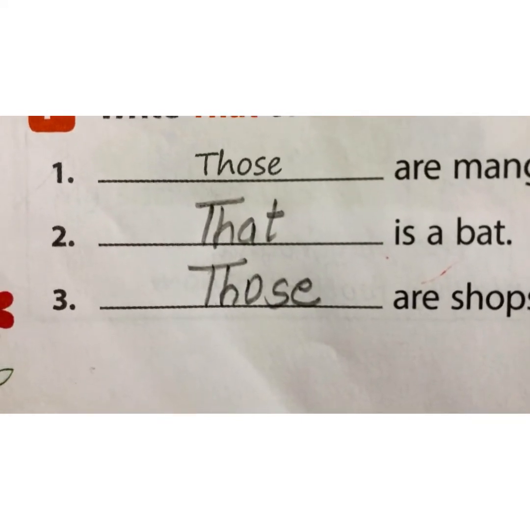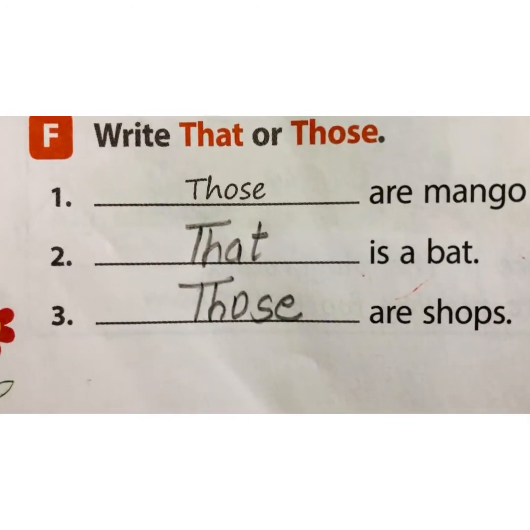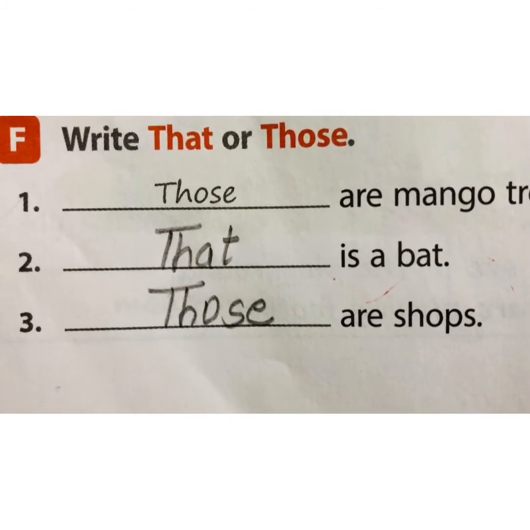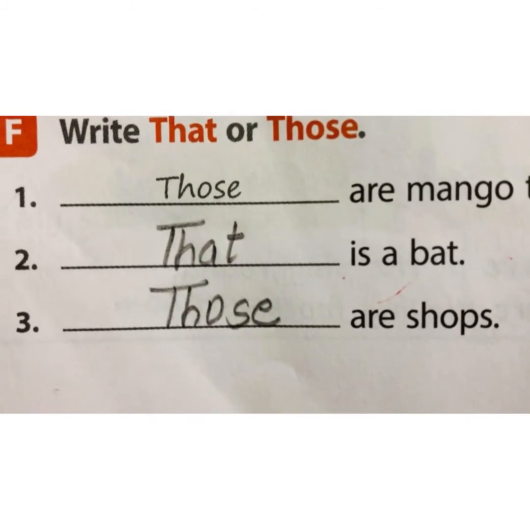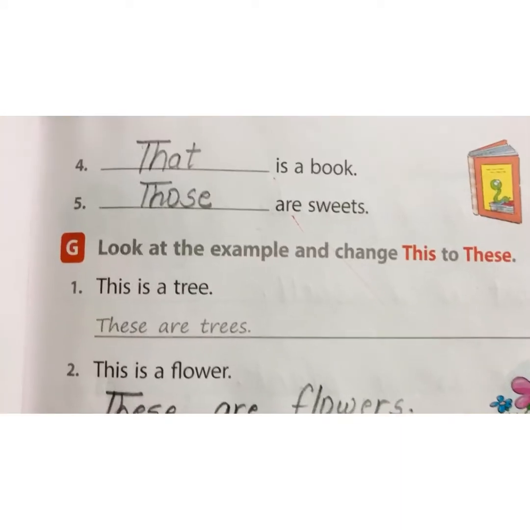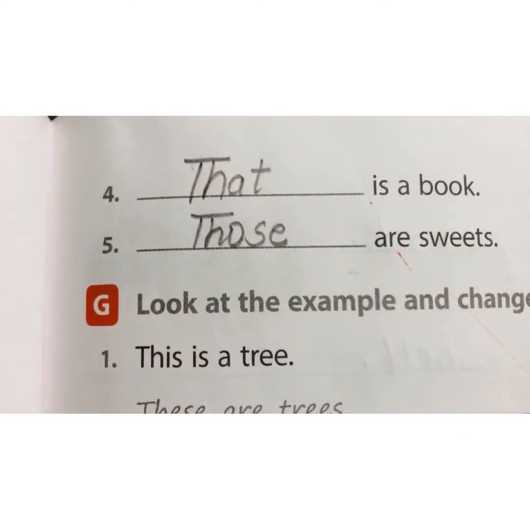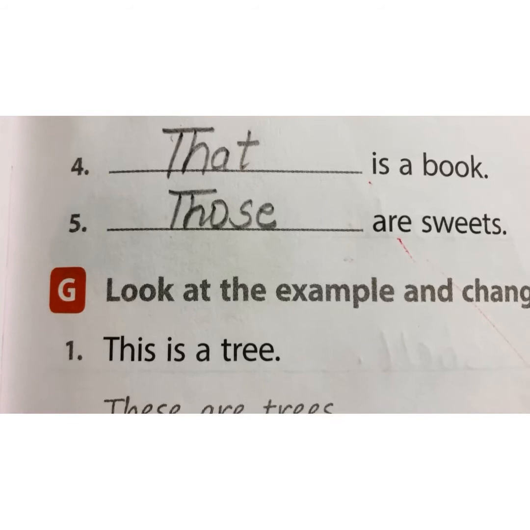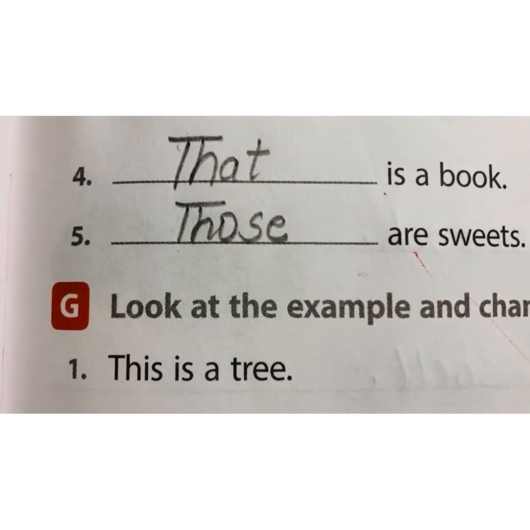The first one is dash are mango trees. Those are mango trees. Second, dash is a bat. A bat, singular. So we will use that. Third, dash are shops. Those are shops. Fourth, dash is a book. Is, that. That is a book. Fifth one, dash are sweets. Sweets, plural. So, those.